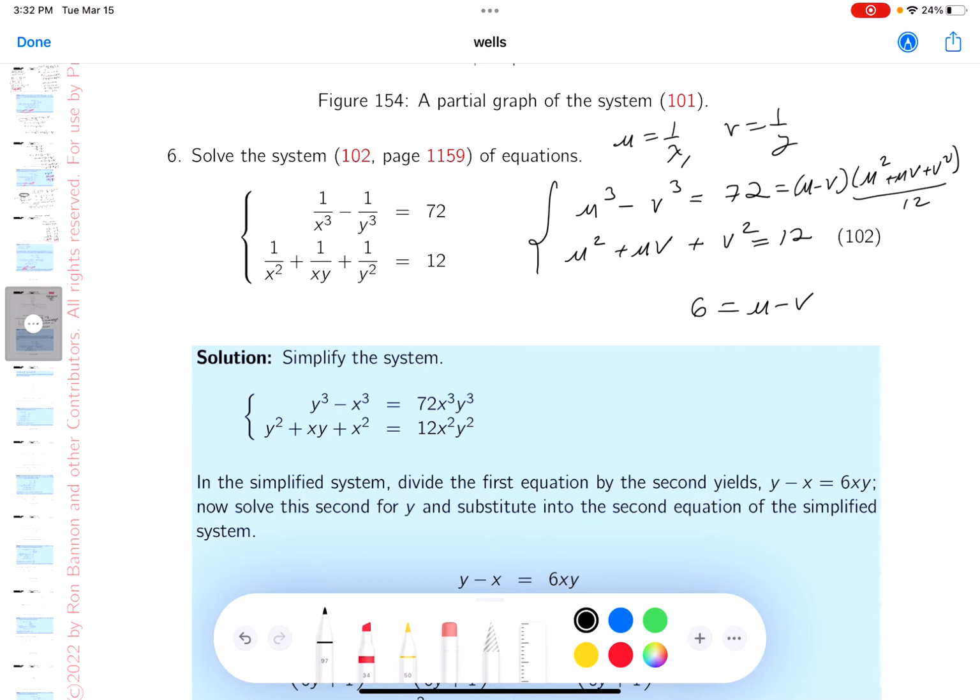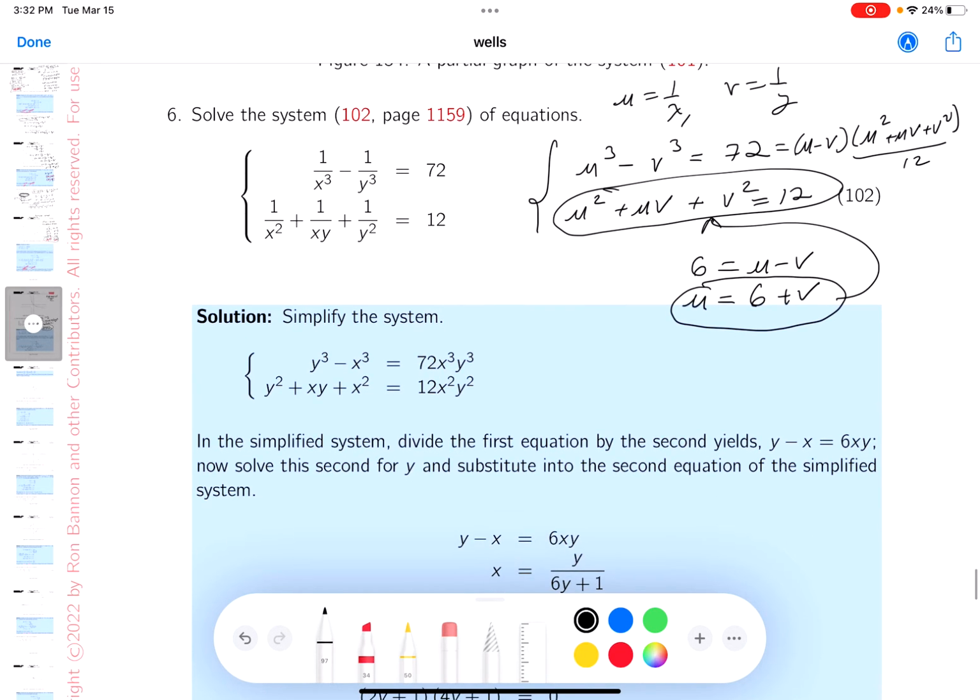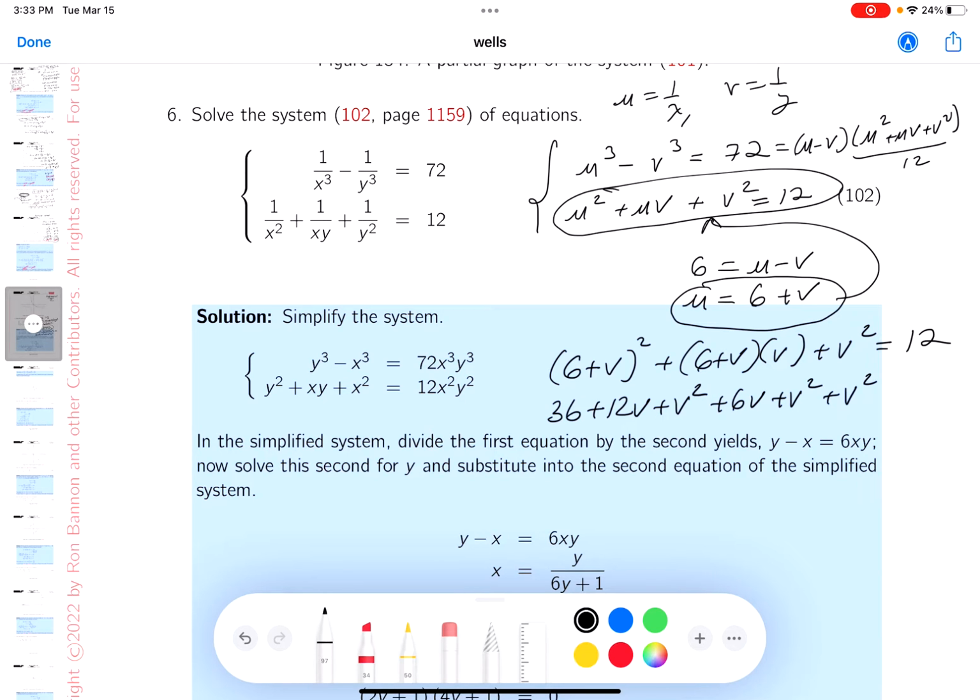All right? And then what I'm going to do, I'm going to say u is equal to 6 plus v. And then I'm going to take this and pop it into this equation over here. I think it's easy to do. And what do you get? You get (6 plus v) squared plus (6 plus v) times v plus v squared equals 12. This would be 36 plus 12v plus v squared plus 6v plus v squared plus v squared is equal to 12.